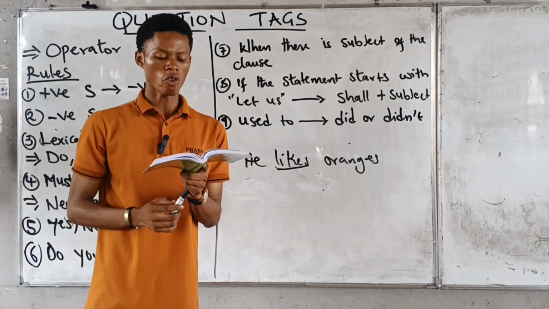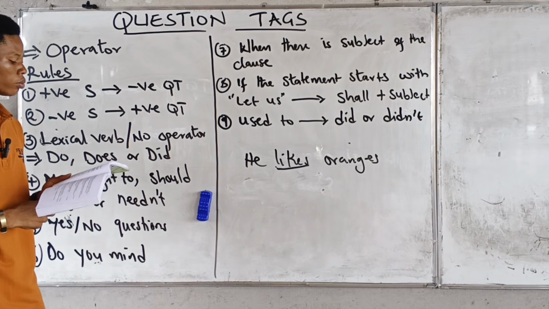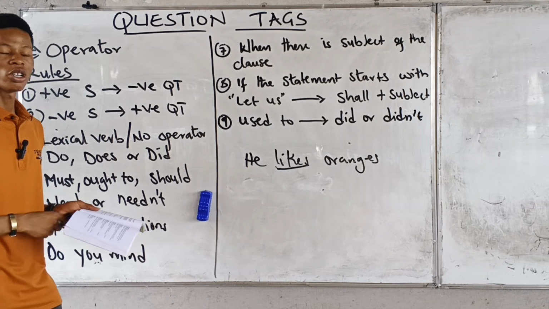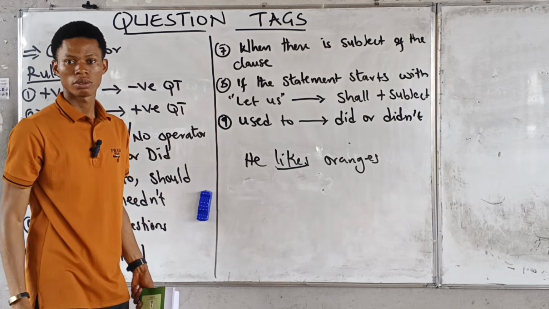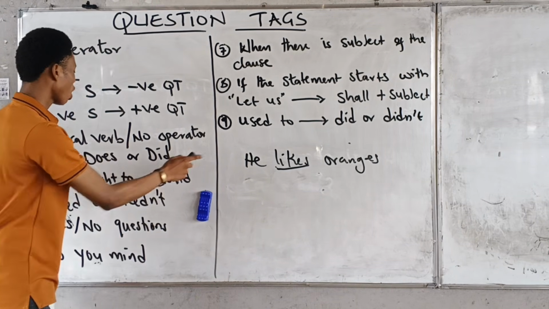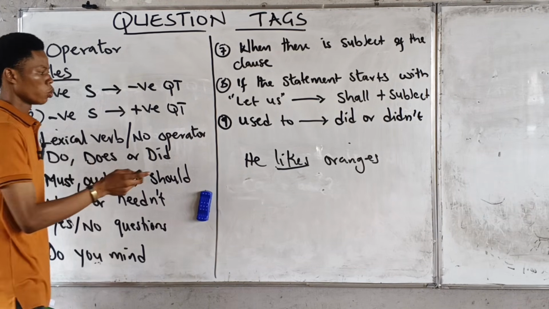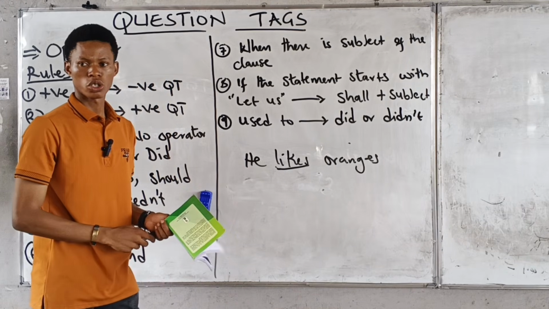So, if you want to convert this now to a question, if you want to add your question tag, what will it be? "He likes oranges." Is this positive or negative? Positive, so it will have a negative question tag, right? But since it does not have an operator, you use do, does, or did, right? If it's so, "he likes oranges," what will be the question tag?